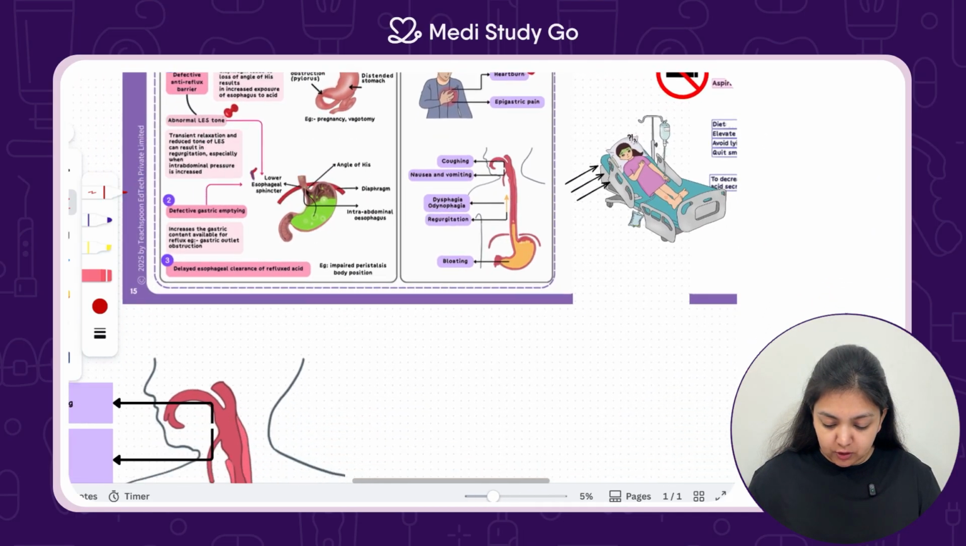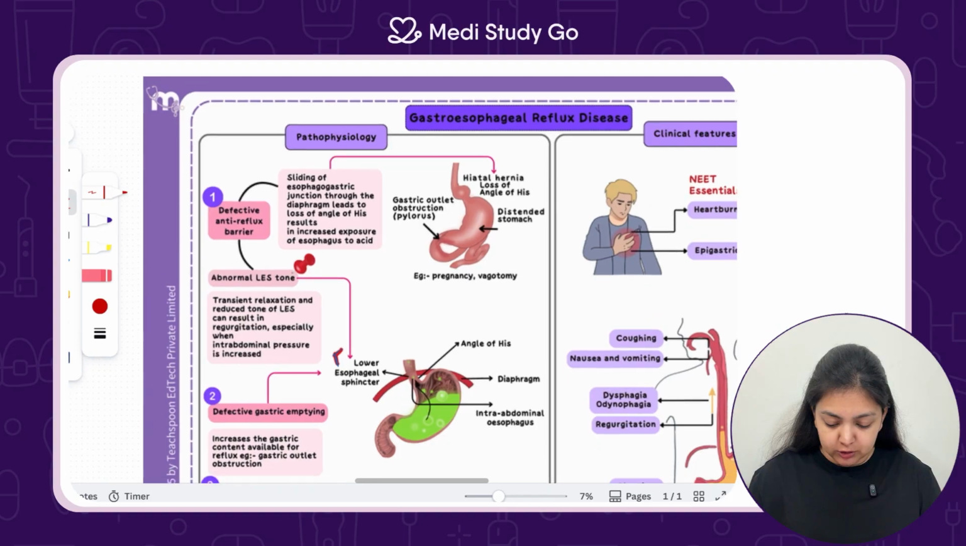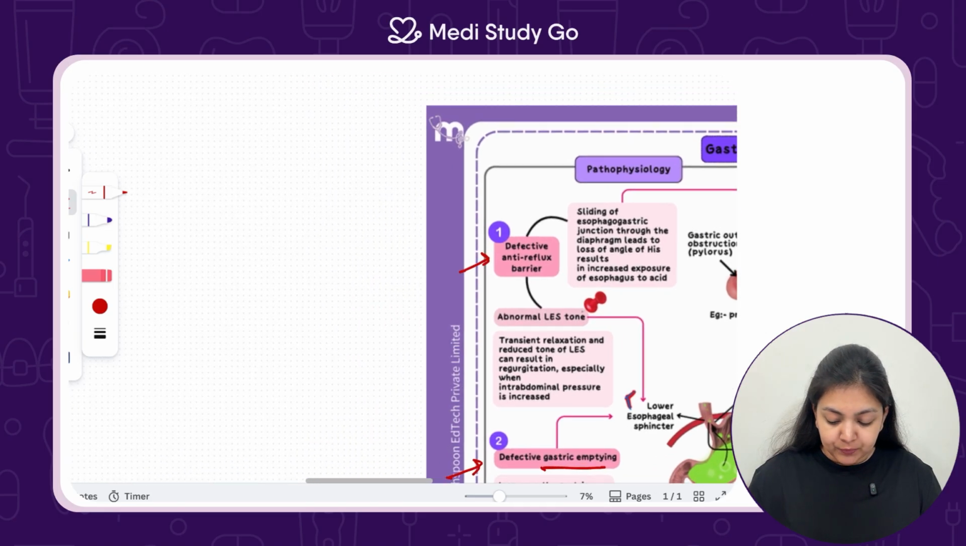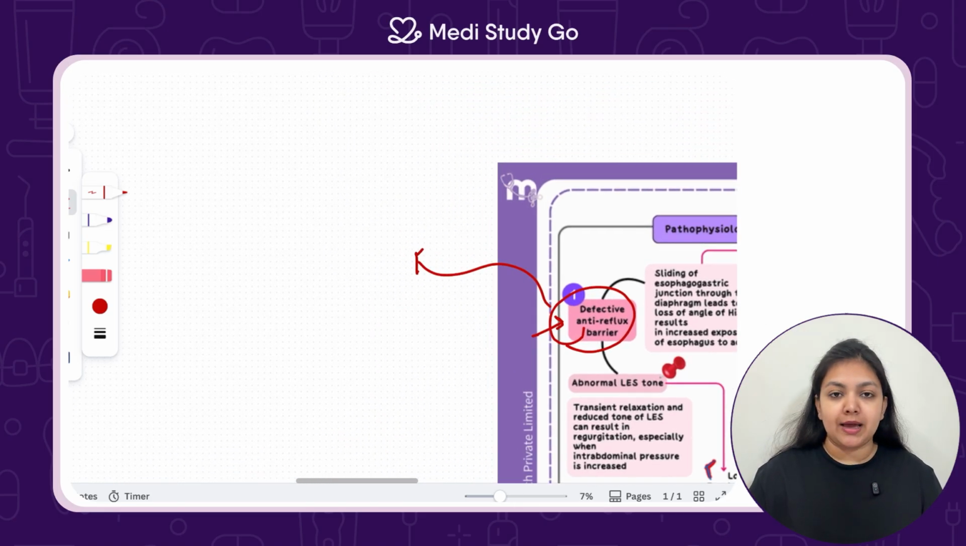Now, once we know the etiology, what is the pathophysiology of this disease? So there are three main reasons this can happen. First is the defective anti-reflux barrier. Second is defective gastric emptying. And third is delayed esophageal clearance of the refluxed acid. So the first one is the most important, which is that the anti-reflux barrier is defective.